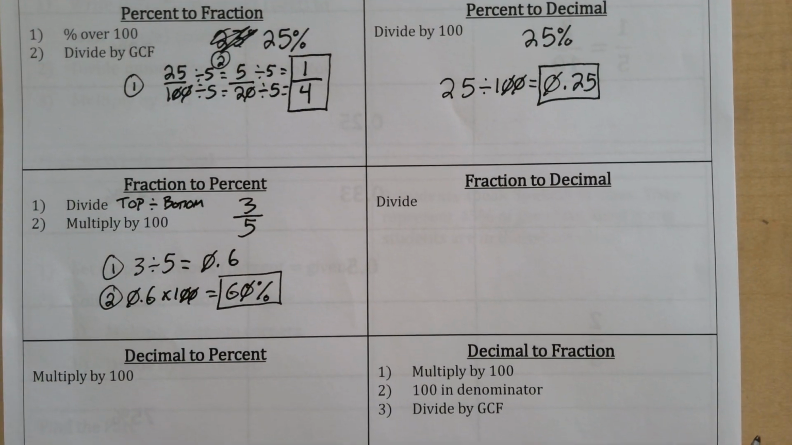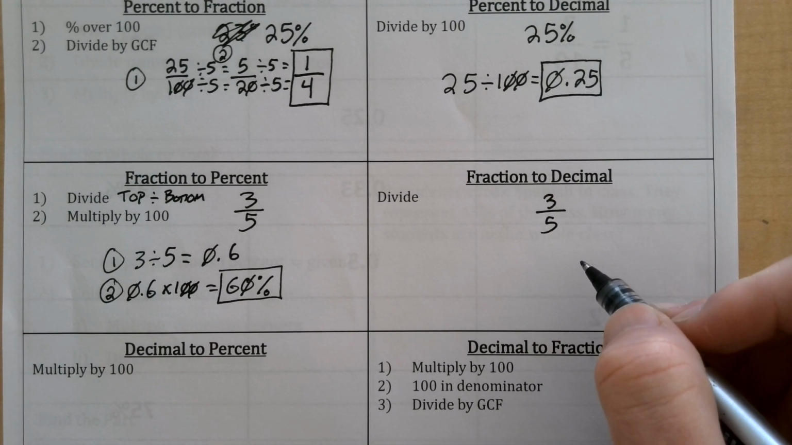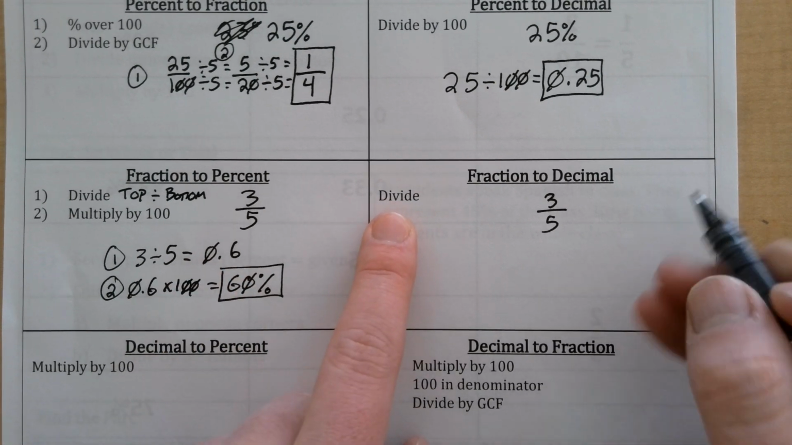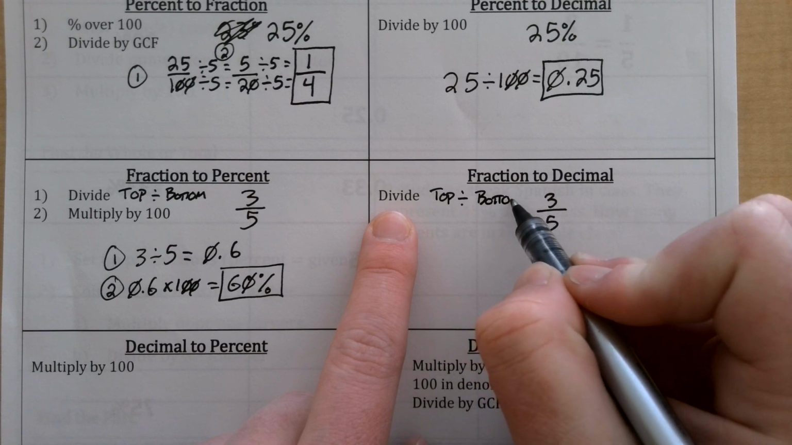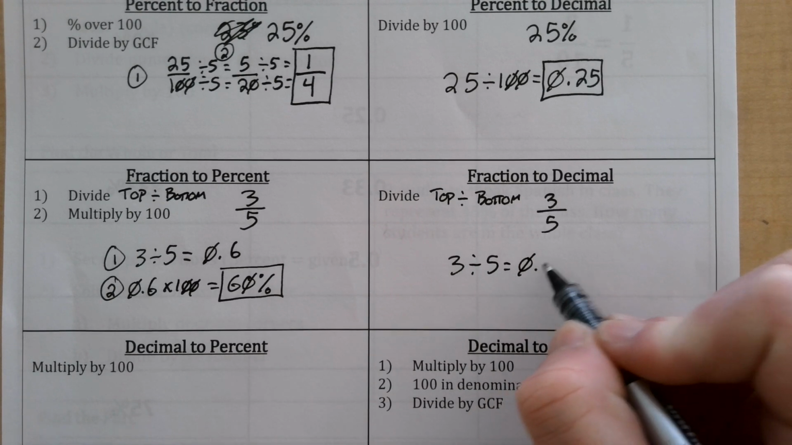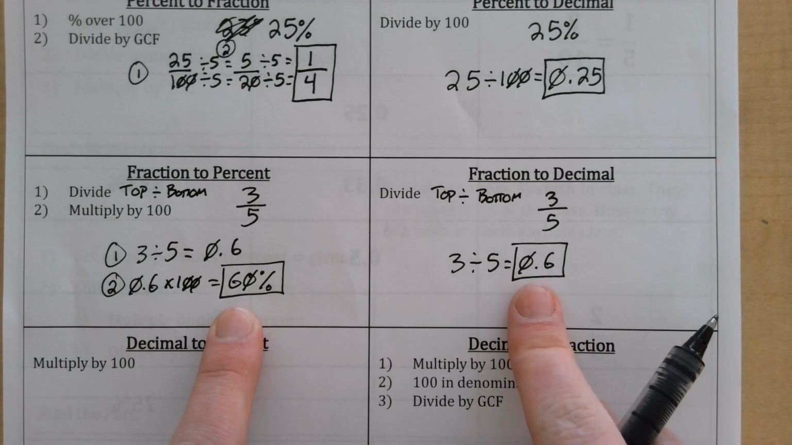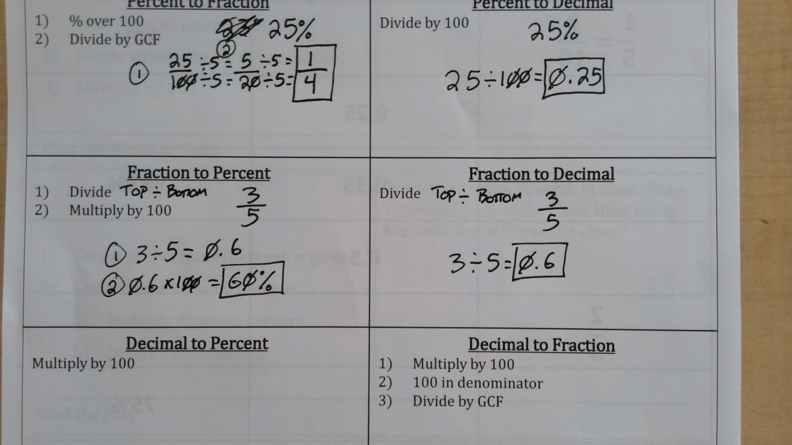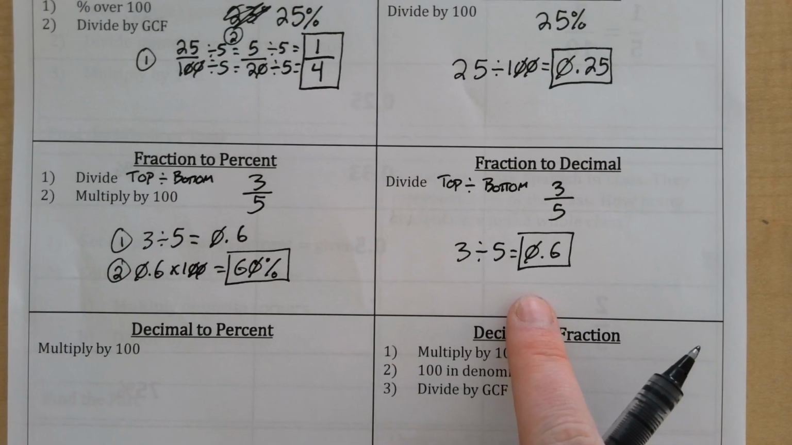If I have a fraction, let's say I have 3/5 again, and I want to turn it into a decimal, well, we've already done that. We just divide top divided by bottom. 3 divided by 5 gives us 0.6. There's our decimal equivalent of 3/5. What this means is that 60% and 0.6 and 3/5 all represent the same information in different ways, as a fraction, a percent, and a decimal, but they all represent the same amount.